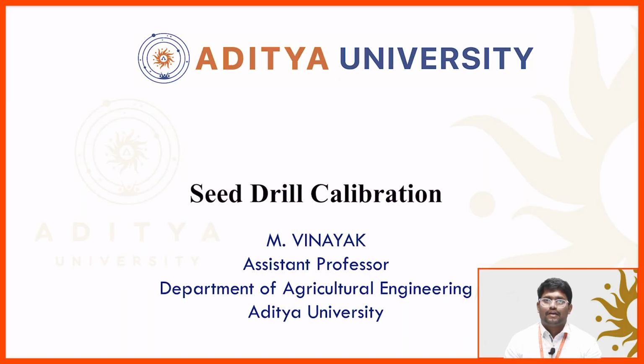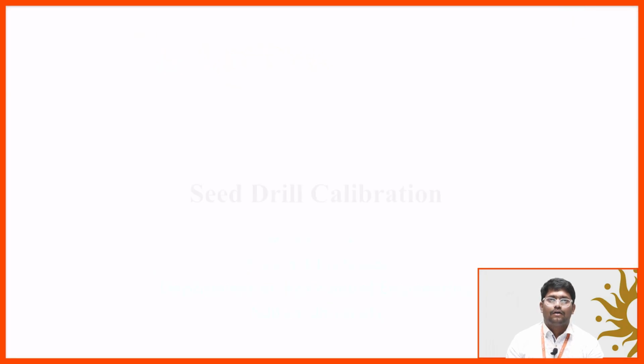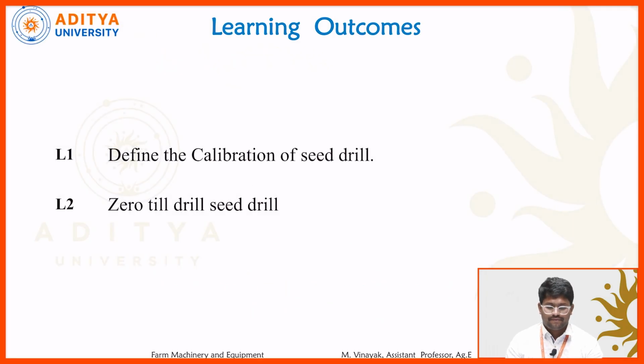Up to the last class, we have seen the different types of seed metering mechanisms as well as different furrow openers. Today's class, we need to discuss seed drill calibration. This seed drill calibration is very important for the manufacturing of seed drills. Let us look at the learning outcomes of today's lecture: define seed drill calibration, and discuss the zero till drill as well as the strip drill.